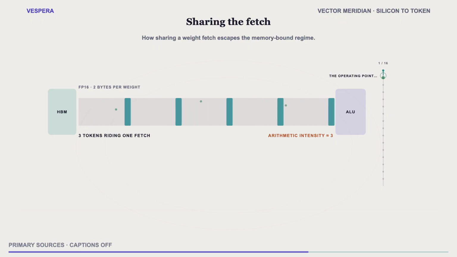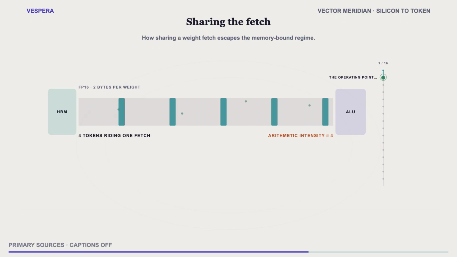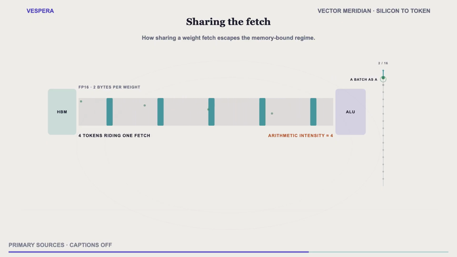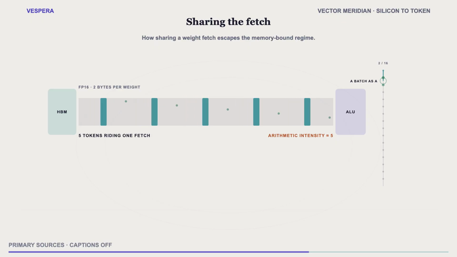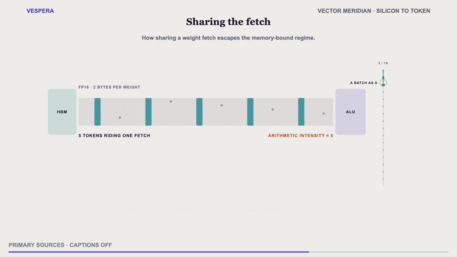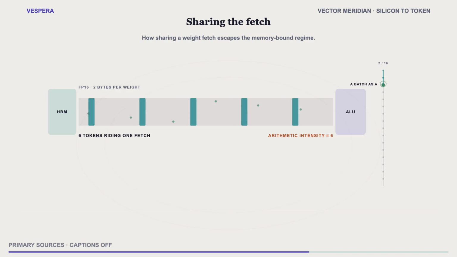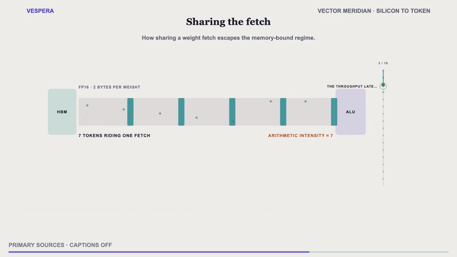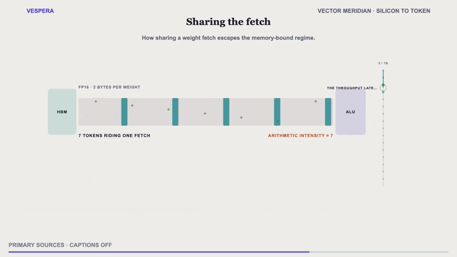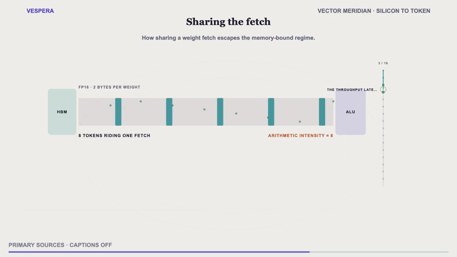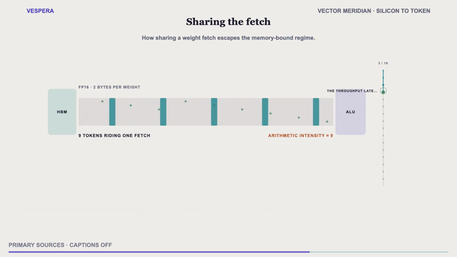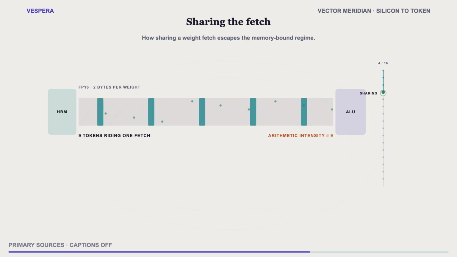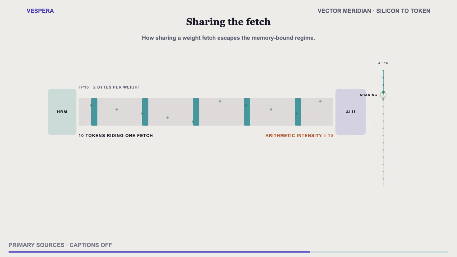Decode has an arithmetic intensity of 1 because a single sequence reads every weight and does 2 operations with it. But if you process 2 sequences simultaneously, you read each weight once and do 4 operations, 2 for each sequence. Arithmetic intensity: 2. 10 sequences: 10. 100: 100. Batching moves you along the horizontal axis of the roofline, and it is essentially the only thing that does. The weights are read once regardless. That fetch is the dominant cost, and it is shared across everyone in the batch. Every additional sequence is nearly free in bandwidth terms. It costs a little more KV cache and a little more arithmetic, neither of which was the constraint.